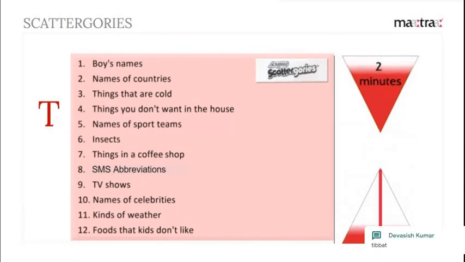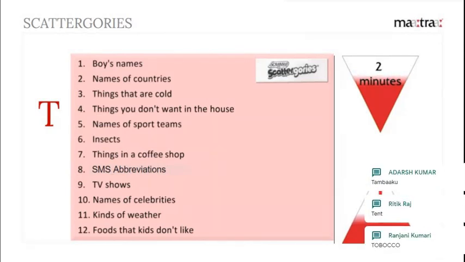What don't you want in the house? What is Tibet? I have no idea what that means, Devashish. You'll have to translate that for me. Things that you don't want in the house. Tambu, Tambaku, very good. I'm so proud of you. Tambaku nahi chahiye ghar mein. Don't you want tea in the house?